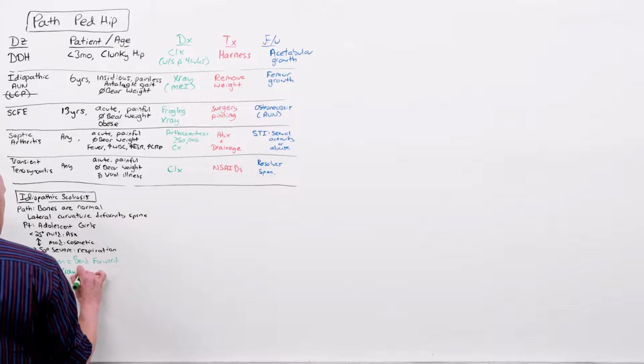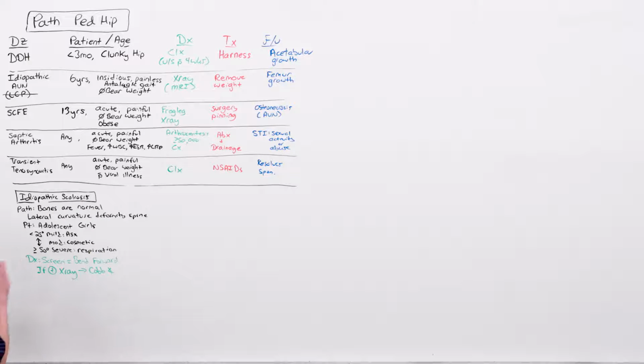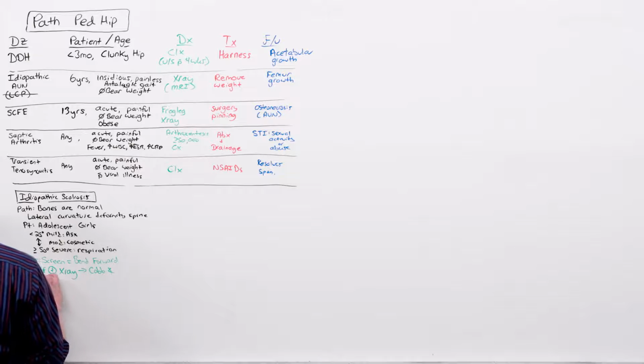And this is where you're going to get the Cobb angle. Do not learn how to calculate one, but that is what you're going to do on X-ray, as it determines the severity. The treatment comes down to severity as well.